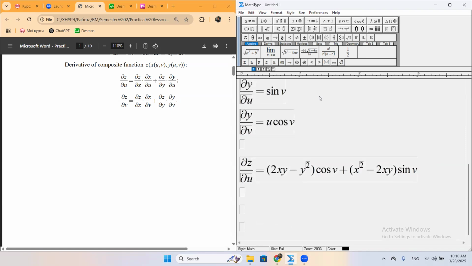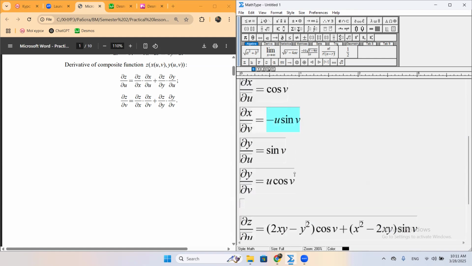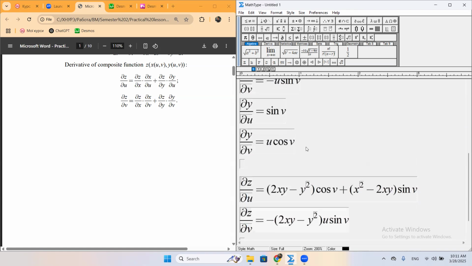So found. Then dz by dv. Again, the inner functions are the same, so the derivatives of outer functions remain the same. So minus this expression times u sine of v, plus this expression times u cosine of v.